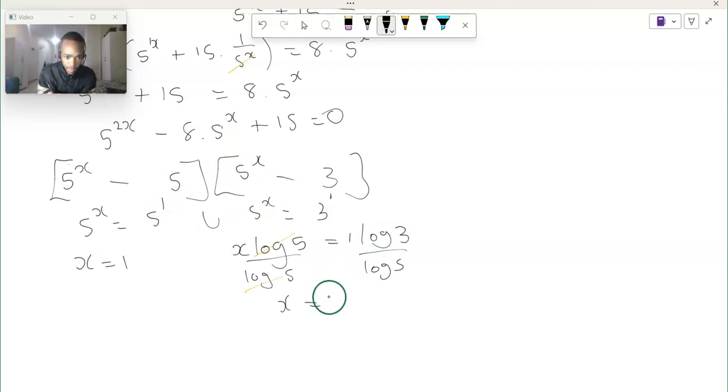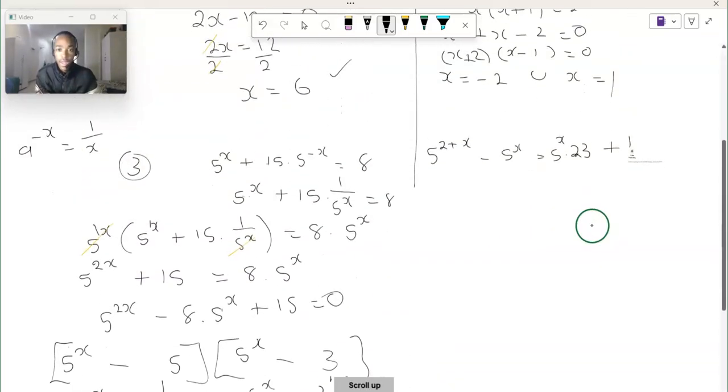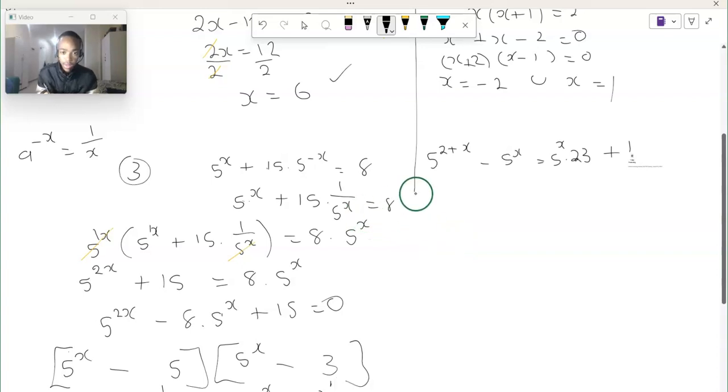Which is 0.6826. You round it off to the nearest 2 decimals, so 0.68 in that case.